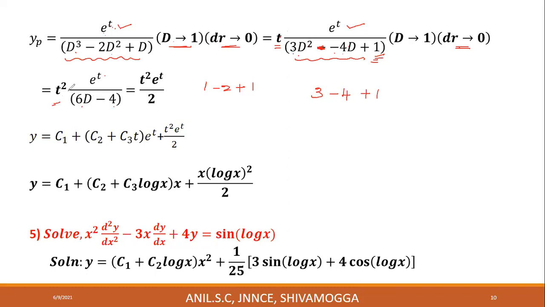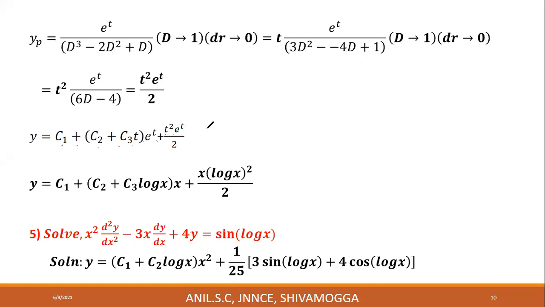Replace d by 1. T square into e power t is the numerator. As we replace d by 1, 6 into 1 is 6. 6 minus 4 is 2. We get t square into e power t divided by 2 as the particular integral. Now write the general solution. General solution is c1 plus c2 plus c3t into e power t plus t square into e power t divided by 2.